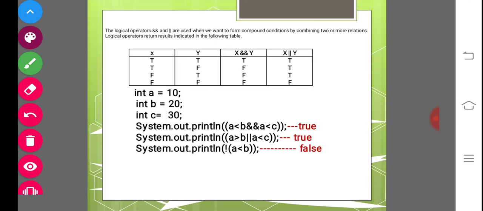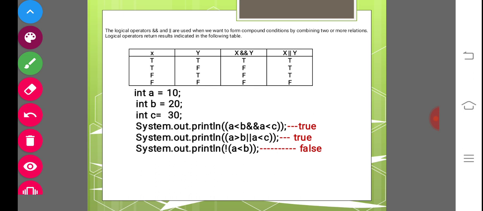Now in this slide, see, we have a table and we have initialized x and y. T stands for true and F stands for false. So in the first statement, x is T and y is T. When we combine both these conditions by using the AND operator, it returns true. Why? Because for the AND operator, all the conditions must be true for the outcome to be true, and in case of the OR operator it also returns true. The second row says that x is T and y is F.